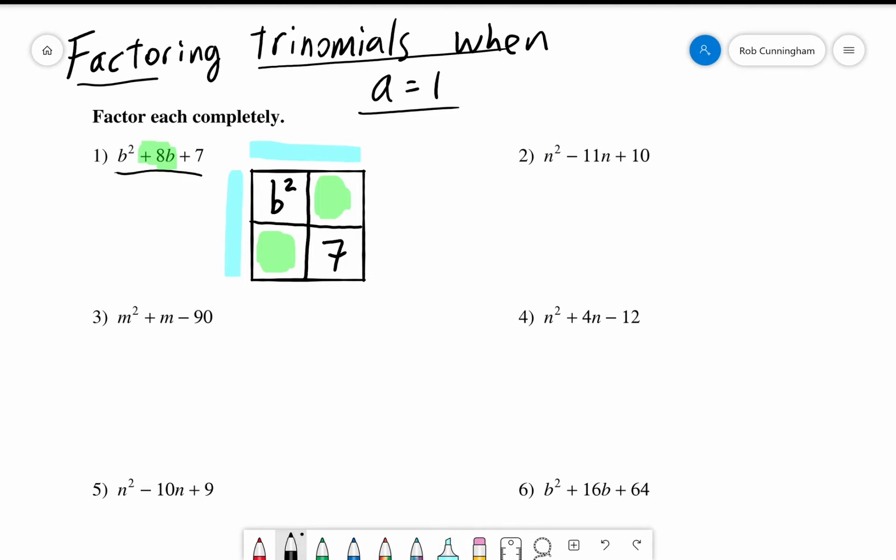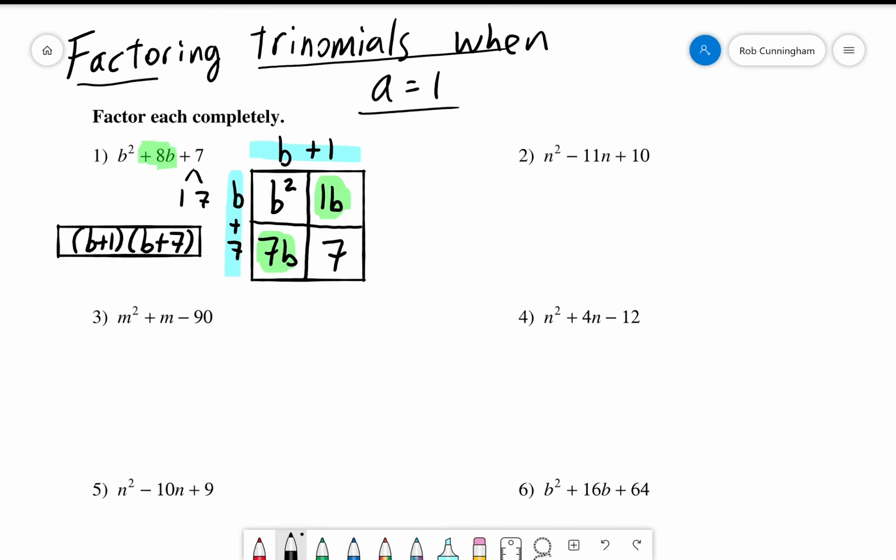So, I need 2 numbers that multiply to make 7 and add to make positive 8. Well, this one's not so bad. The only things I can multiply together to make 7 is 1 times 7, and 1 plus 7 is indeed 8. So, in these 2 regions, and it doesn't matter which one's which, I can put 1b in this one, and I can put 7b in this one, and then you can look and do some division and see that the 2 sides are b plus 1 and b plus 7. So in the end, our area is b plus 1 times b plus 7, and that's our final answer.